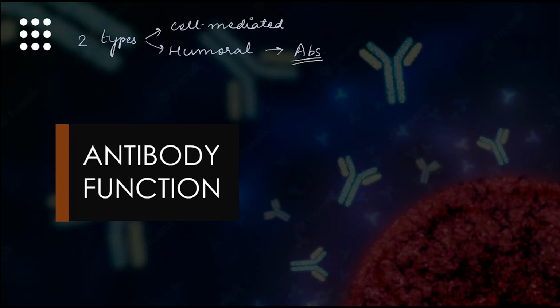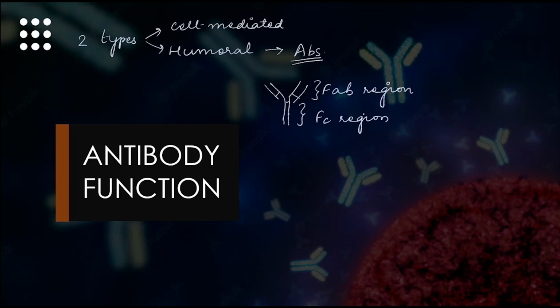In the last lecture we had seen the structure of the antibody. It was a Y-shaped structure and it consists of two heavy chains and two light chains, linked together with disulfide bonds. The tip of the antibody contains the FAB region and the tail of the antibody consists of the FC region.